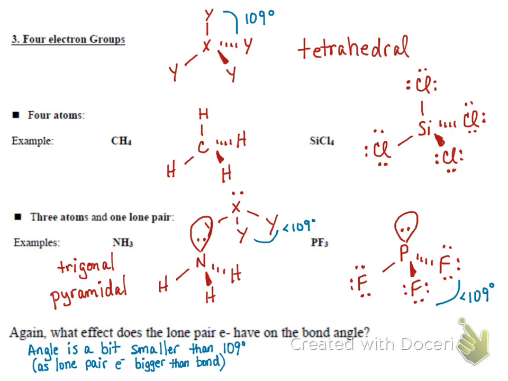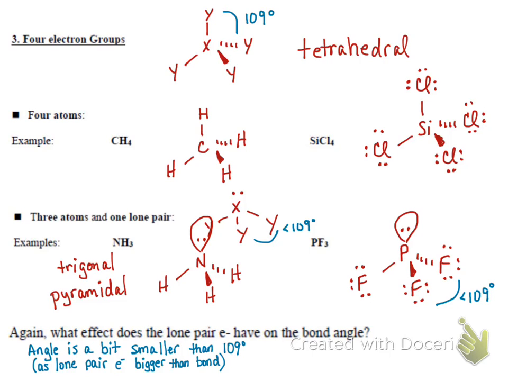The other option for 4 is 3 atoms plus 1 lone pair, and that looks like this. So it's got the X in the middle with 3 Ys and a lone pair. And again, these 4 groups are going to get as far apart as possible. And the bond angle here, instead of being 109, it's going to be a little bit less because the lone pair pushes it down a little bit. It's called trigonal because it has 3 bonds, and because it's like a pyramid, we call it trigonal pyramidal.